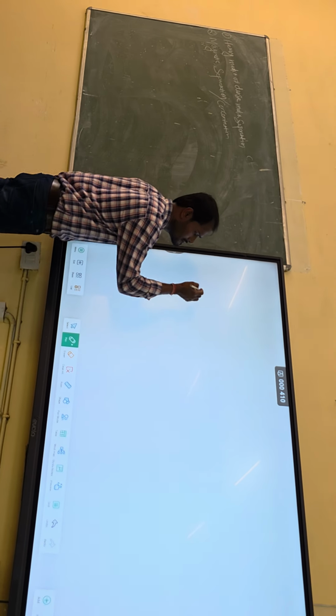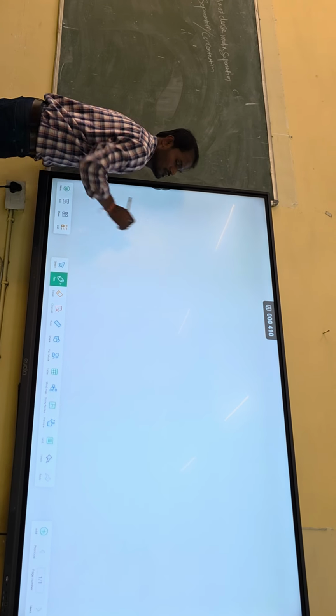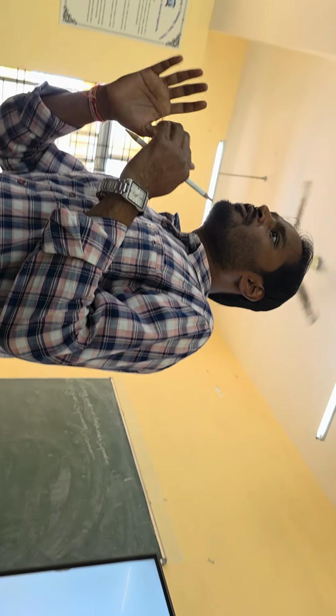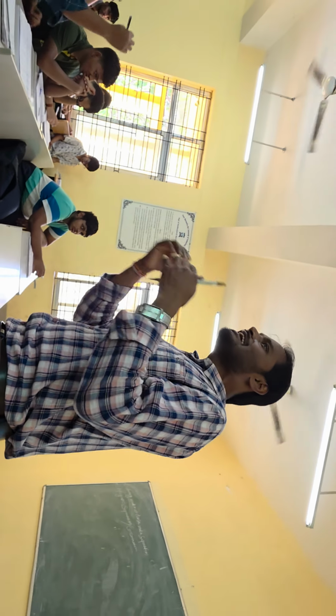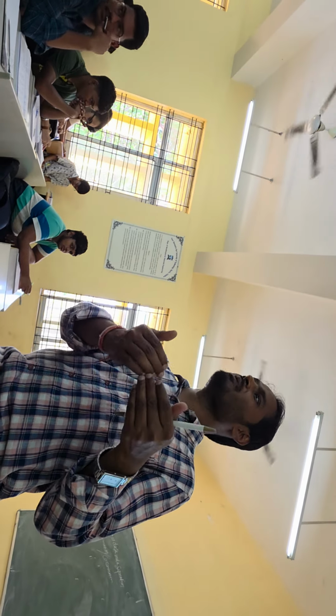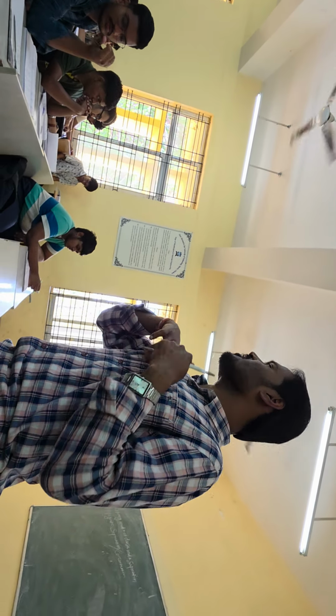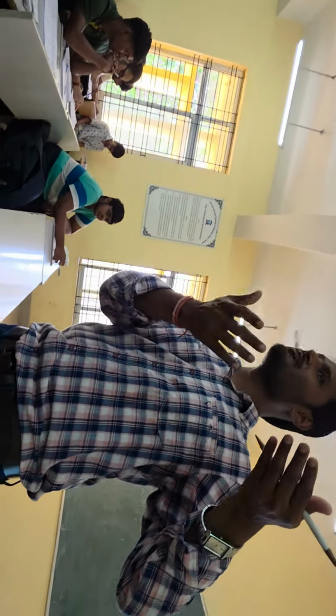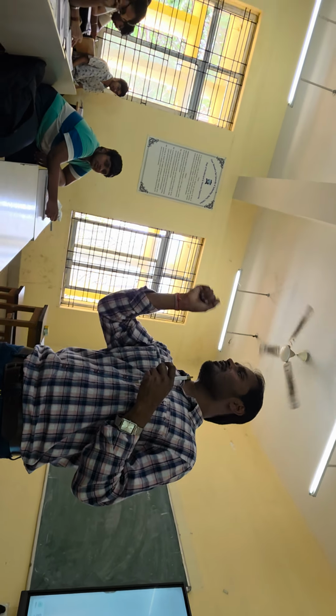Okay, let me give some example. So we can say in industry, we can use high intensity magnetic separator, or we can also use low intensity magnetic separator. Now this is a question from my side. Can you tell me in which case we can use high intensity magnetic separator and in which case we can use low intensity magnetic separator?